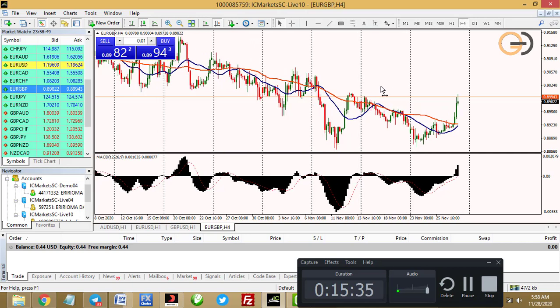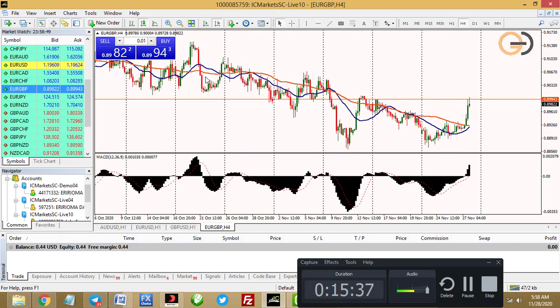Very clearly you can see that the market has been moving to the downside, creating lower highs and lower lows. And right now the current low has been violated, and we can see the current high is being violated.